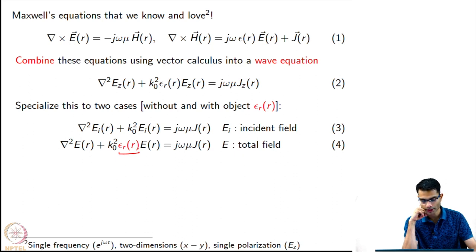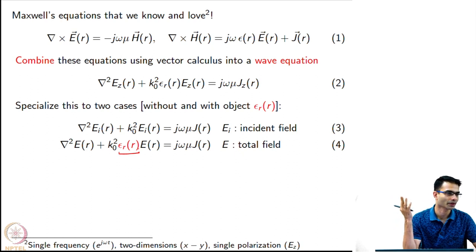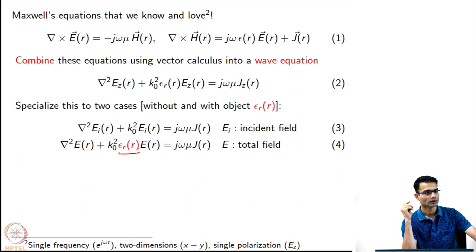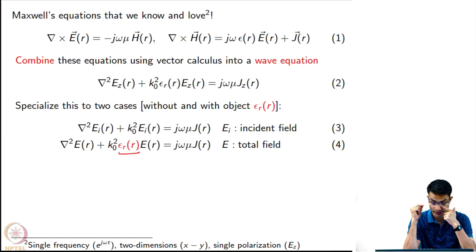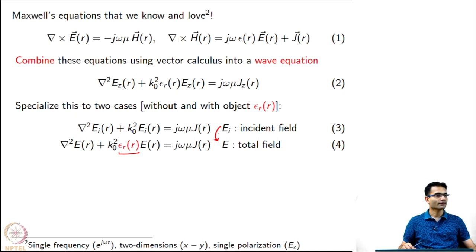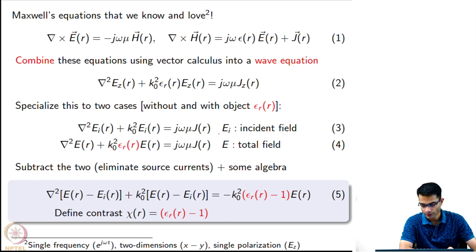Mu can also be different. Yeah, mu can also be different, but unless you are trying to image some magnetic medium, which the human body usually is not, right? So over there, mu r is 1. So that complication we need not worry about. So the only difference is the electric field changes from incident to total. That's one change, and the second change is I have permittivity as a function of space. We have already seen this.